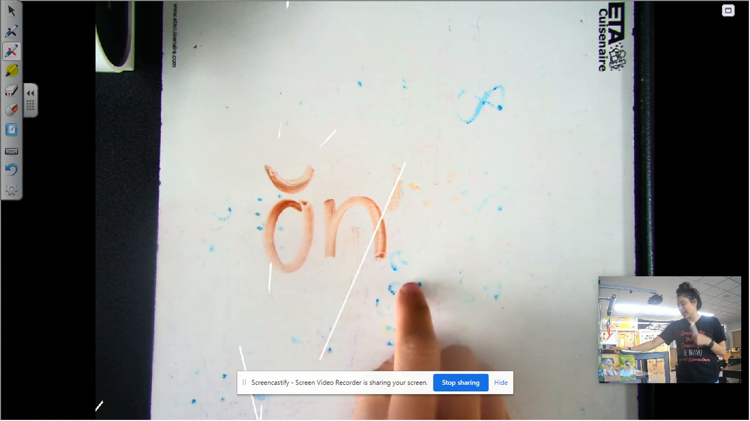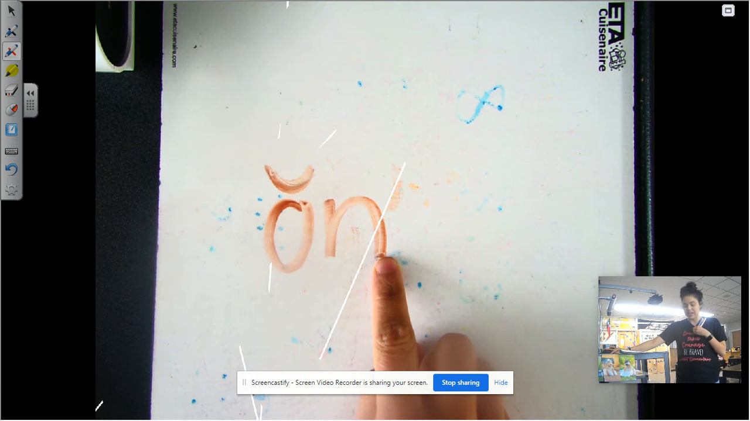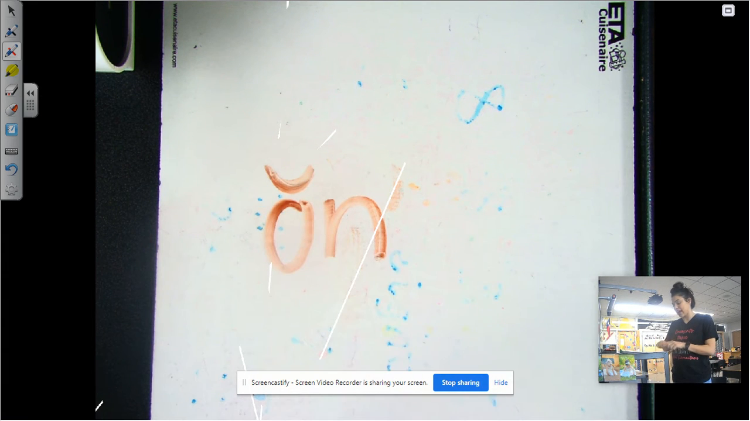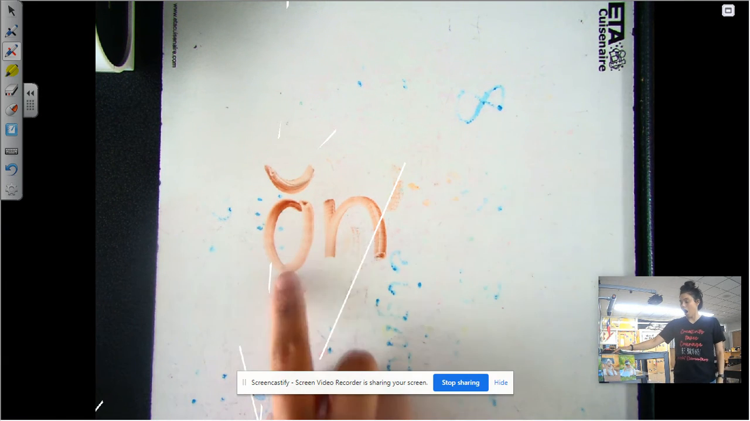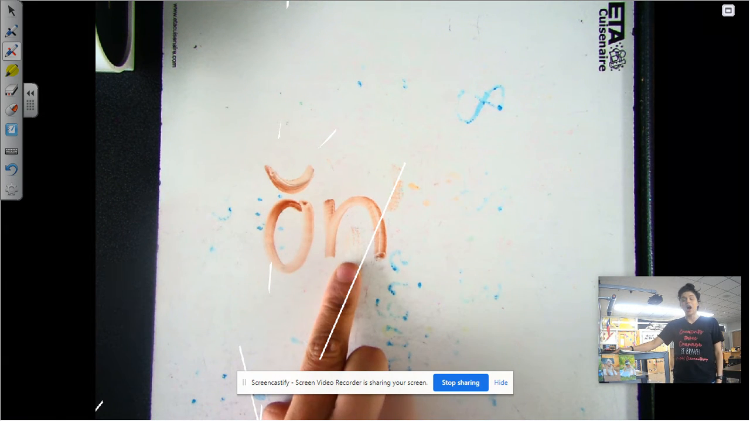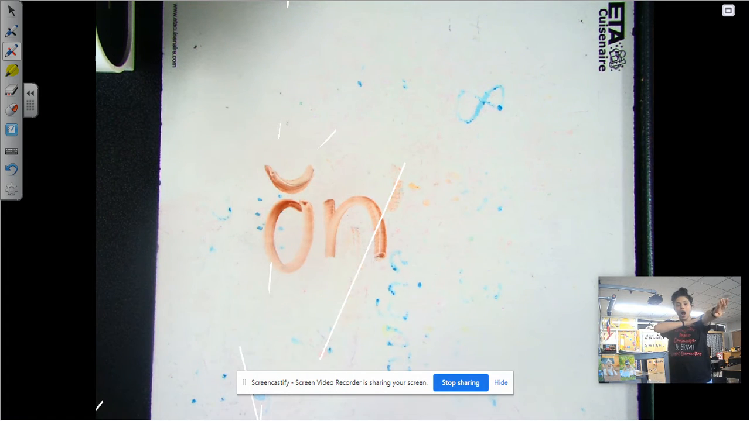What is the sound of this letter? Let's blend these two sounds and see what they spell. Ah, on. Ah, on. When we read, we blend the sounds of letters to form words. So here are two letters that make one word, the word on. Who else can use the word on in a sentence?